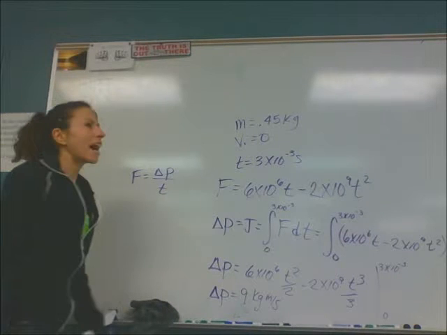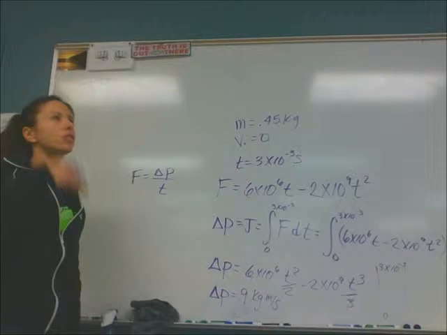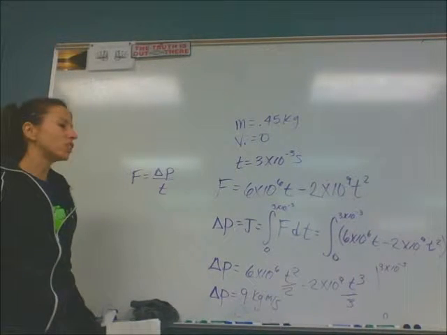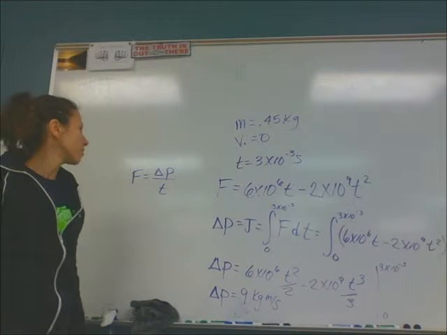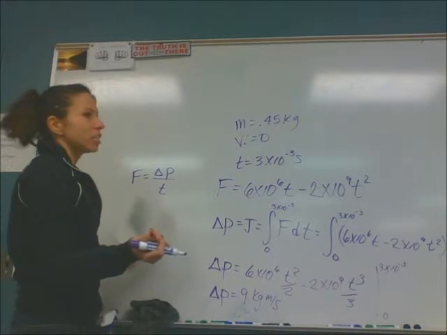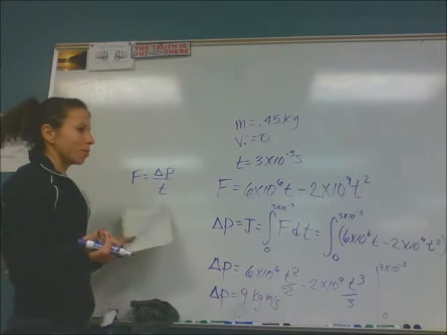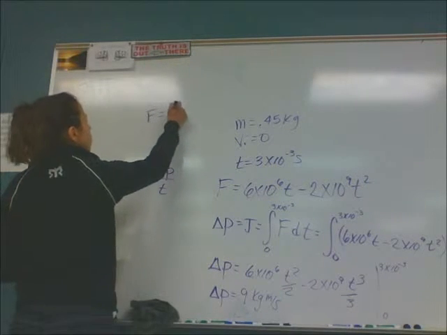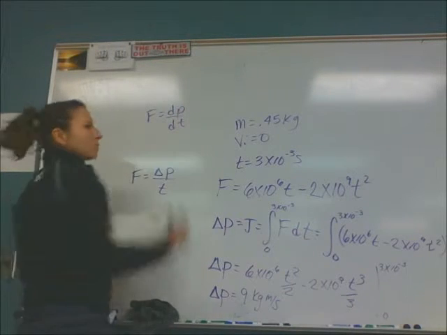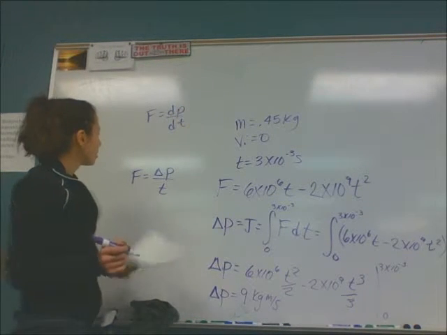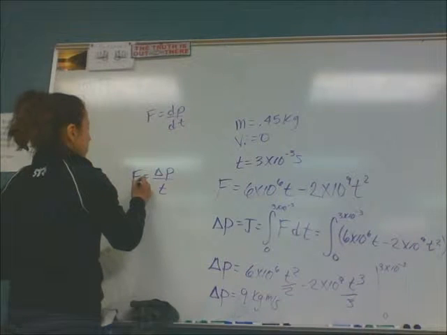So the average force, sometimes we write F average, I'll do both just because. The average force is equal to this change in momentum divided by the time, 3 times 10 to the negative 3. And when you do that, you get 3,000. So the average force is equal to 3,000.